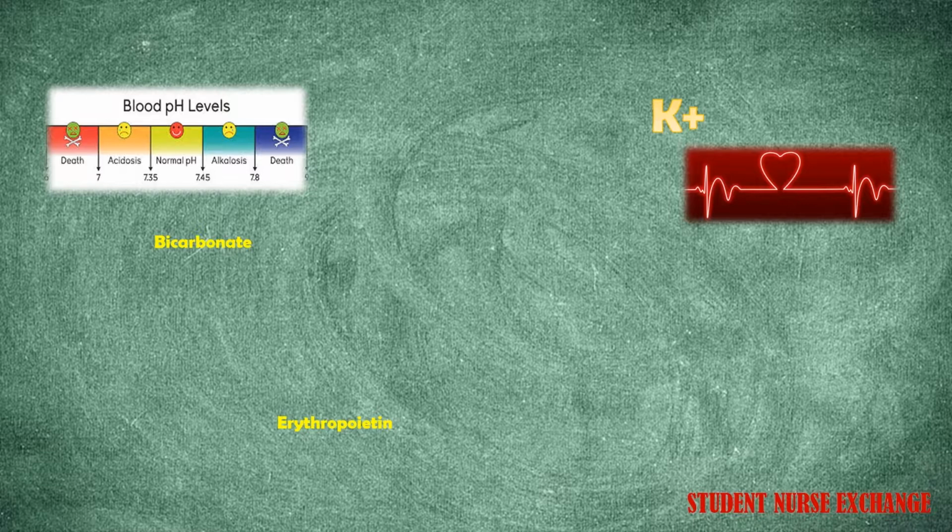Always go by what your book says if it's a little bit different, but it should be in that range. So anything over 5 or under 3.5, we really worry that we're going to have problems with cardiac rhythms.